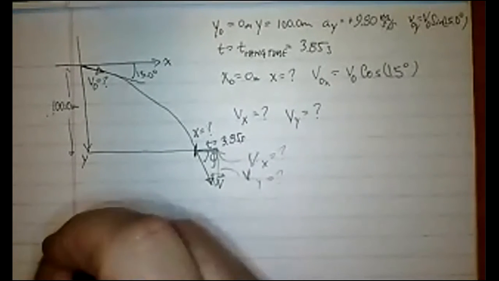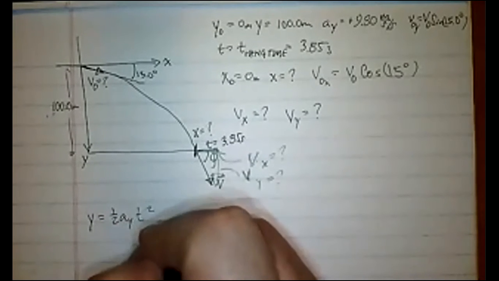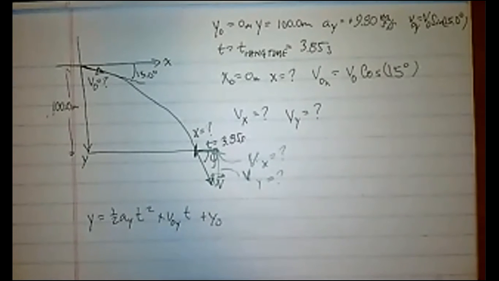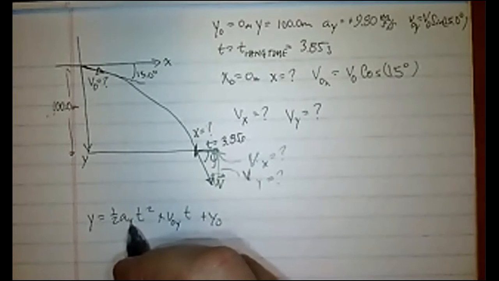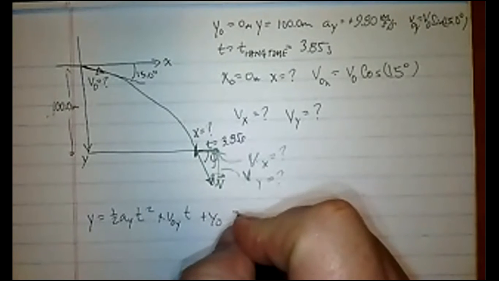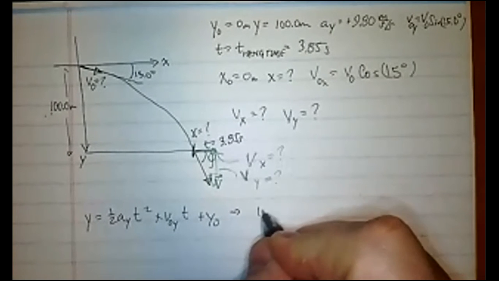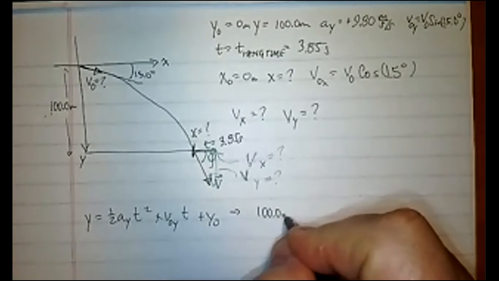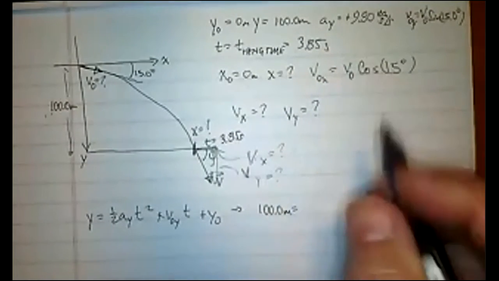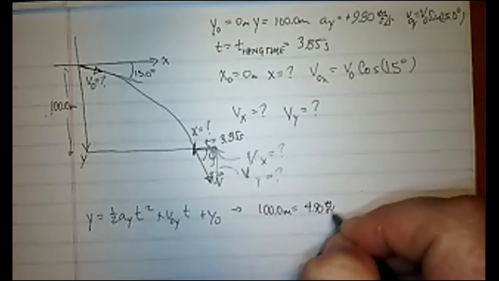So the equation I'm thinking about using is y is equal to 1/2 a sub y t squared plus v0 sub y t plus y0. In this case, the only acceleration we're dealing with is the a sub y, which is the positive g. So we really don't have to subscript it like that anymore. But what I can say is I know the final y will be 100. So I'm going to say 100.0 meters is equal to half of 9.8, which is 4.90. So I'm going to say that's 4.90 meters per second every second.